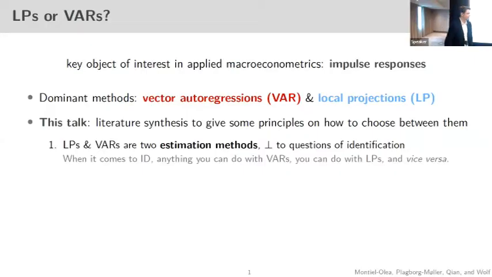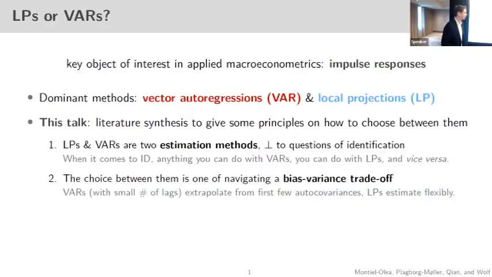The first one is a population identification point: LPs and VARs are two estimation methods that have nothing to do with questions of identification in the following strict sense. Every set of economic identifying assumptions you can implement in a VAR to learn about a macroeconomic shock of interest, you can also make in a local projection, or vice versa. Okay, so instead, the way to think about the trade-offs between the two is in terms of how they exploit a given finite data set to arrive at this common estimate.